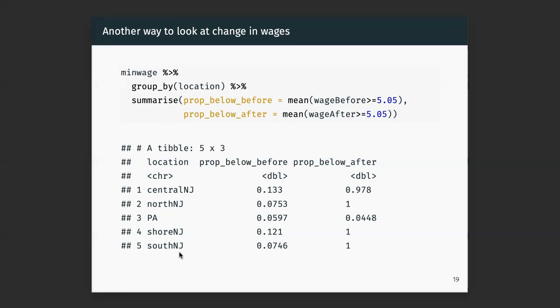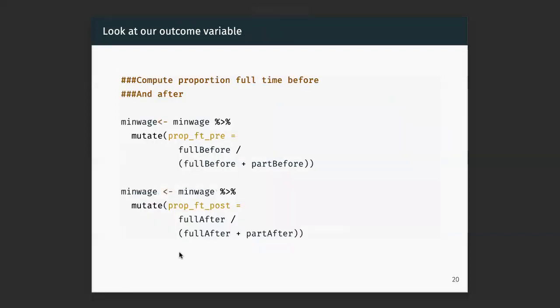Measurement is always imprecise, right? Measurement is always imprecise. So we want to talk about kind of big differences. We don't necessarily want to get focused on small differences in statistics because measurement is always subject to error. Okay, so let's compute the proportion full-time before and after.